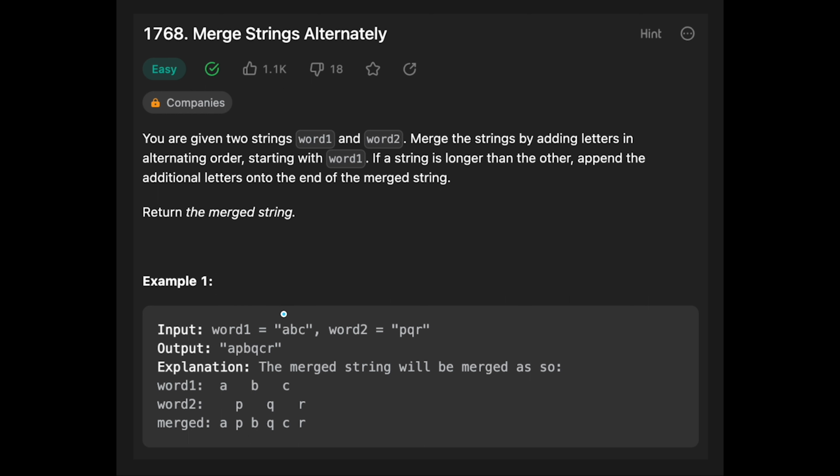So you are given A, B, C, and P, Q, R, and the output is A, P, B, Q, C, R. Yeah, very simple question. So let me explain how to solve this question.